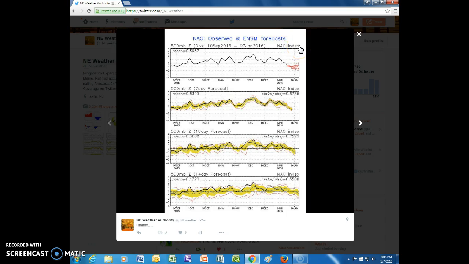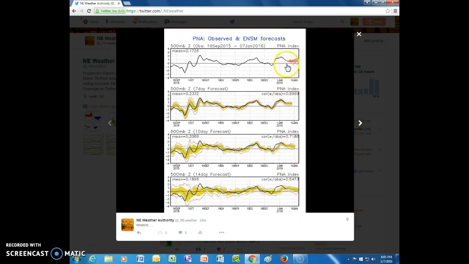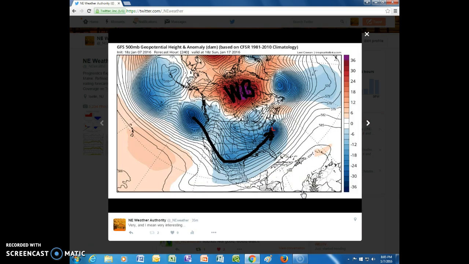If we look at our ensemble mean or NAO, we have a definitive drop on the 7, 10, and 14-day forecast. Our AO completely tanks, as you can see, goes down. Our PNA flatlines positive. See that? This is so important because this is what I've been trying to look at. The GFS has a trough that swings around like this, comes down like that, and then ba-boom, comes up the coast around toward New Jersey.